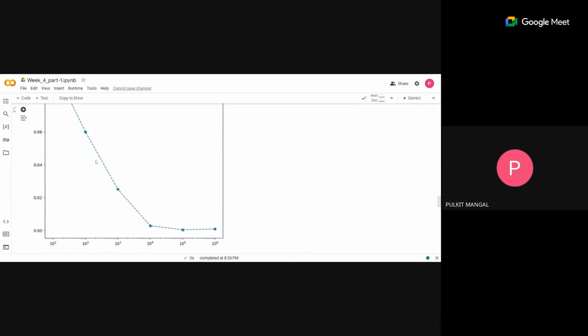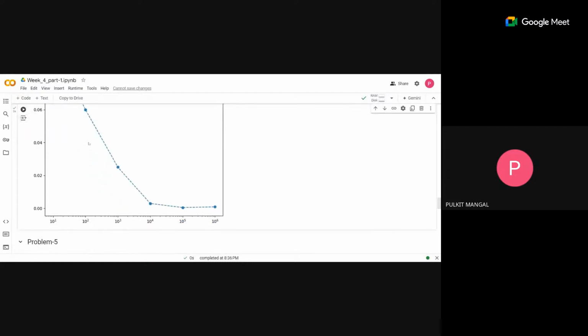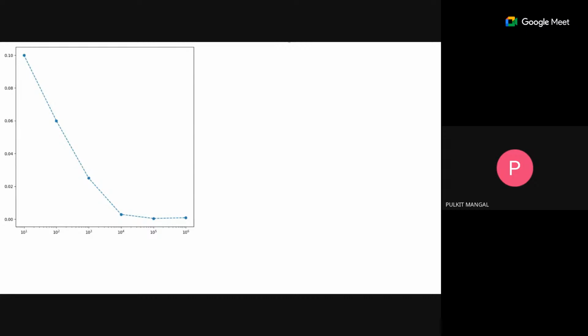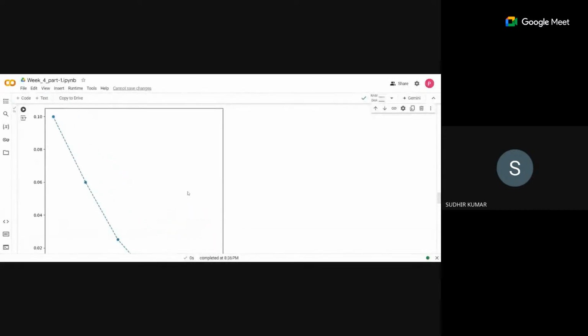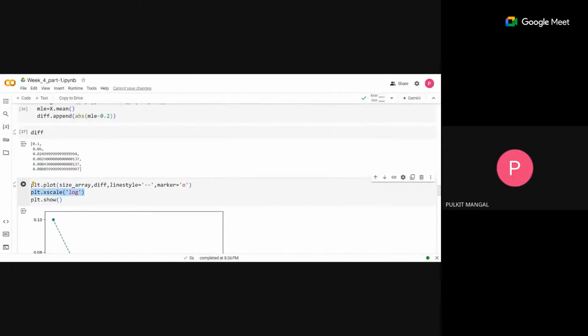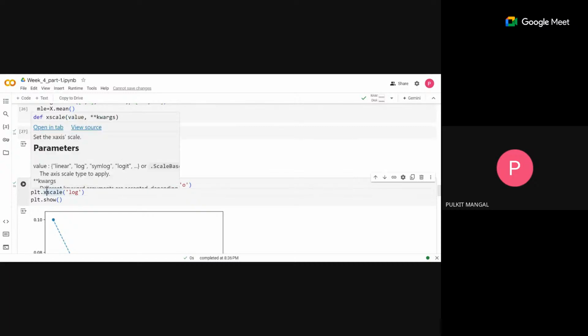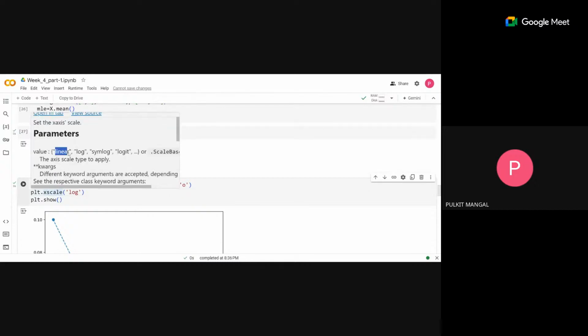But for now, is the graphing part clear to everyone? How you are sampling from n different sizes and then plotting this. Sir, how was the scale changed? Please, can you show once? This plt.xscale. Just pass the function name. If you want to change the y scale, just change this x to y. If you hover over it, it will also give you the suggestion, like how it takes linear, log, and more.